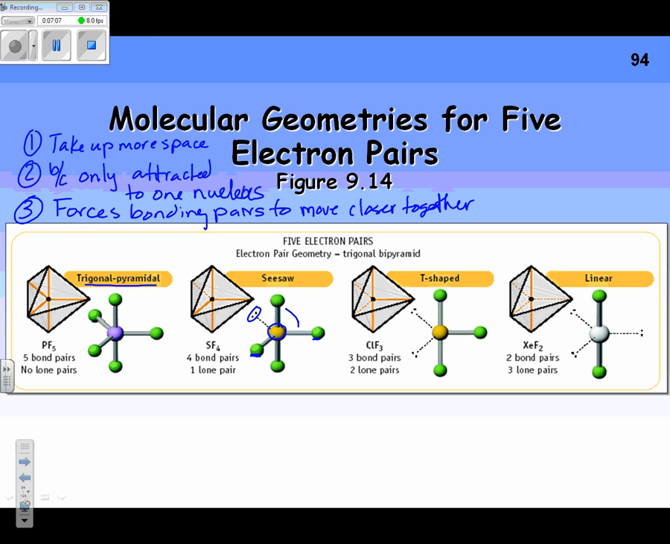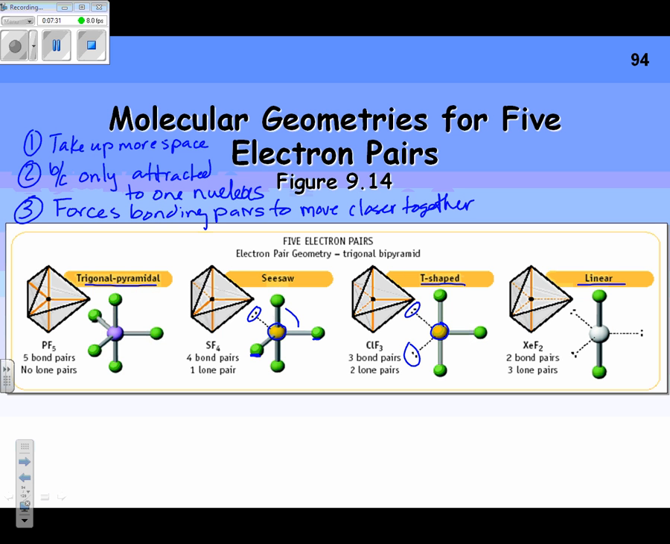Then if we have five things around a center atom, but two of them are unshared pairs, the unshared pairs take up more space because they're only attracted to one nucleus, and therefore push the bonding pairs slightly closer together. This one ends up looking T-shaped, and that's what it's named if you don't look at the unshared pairs. And then we have another linear.